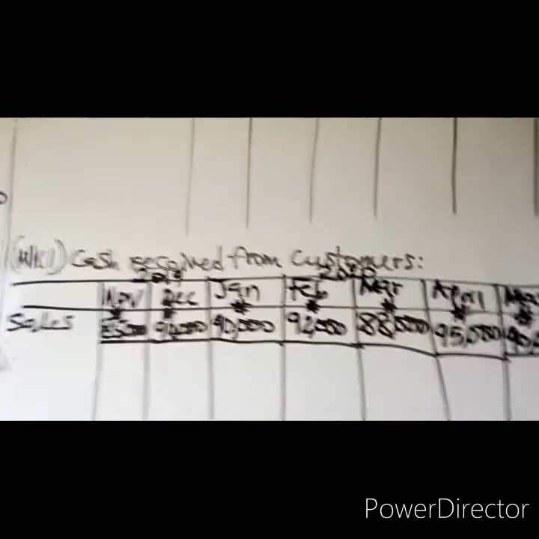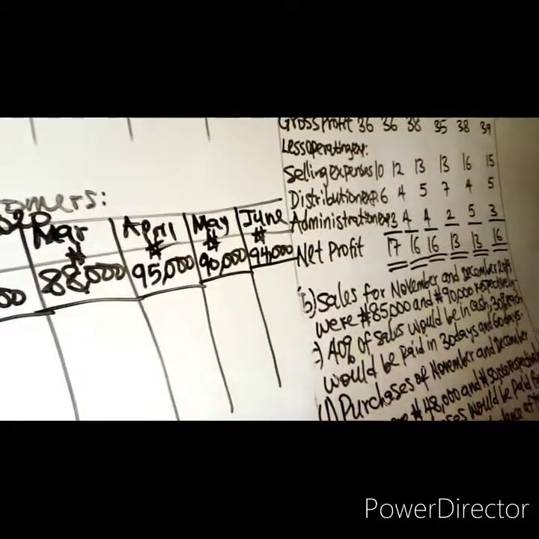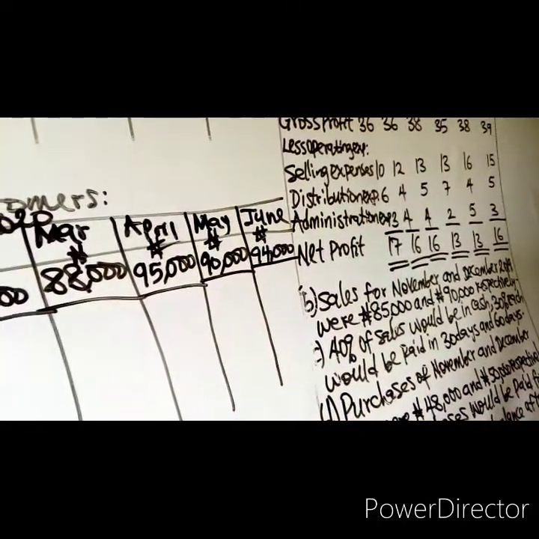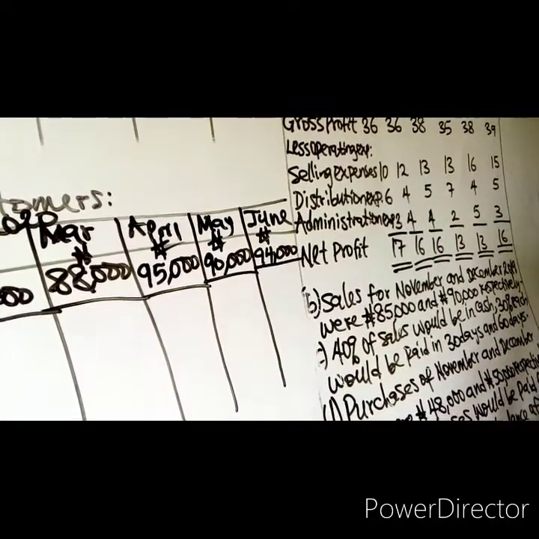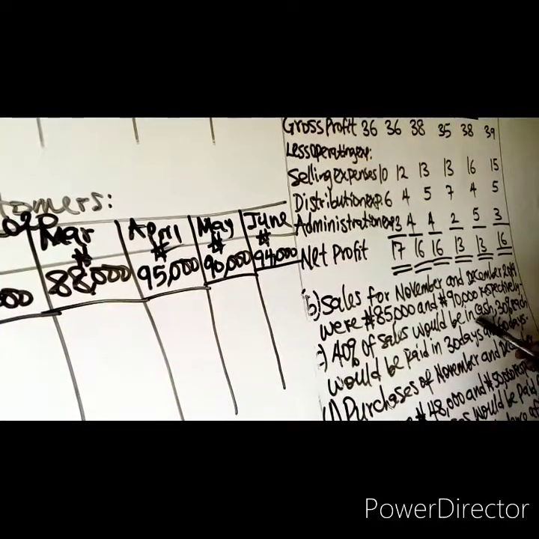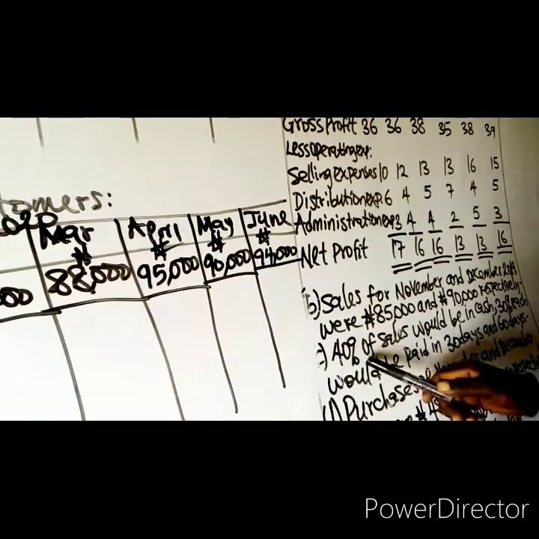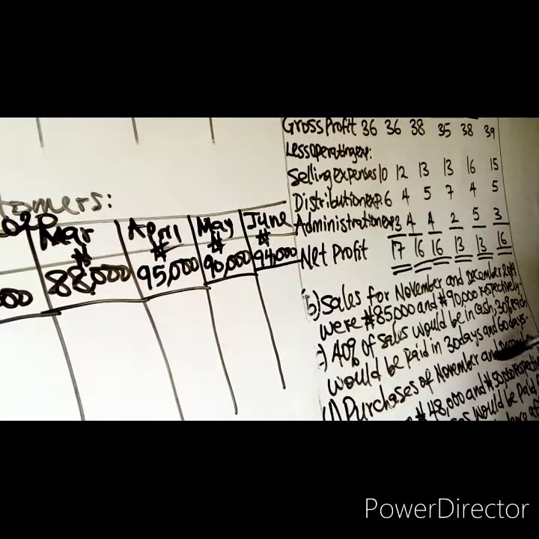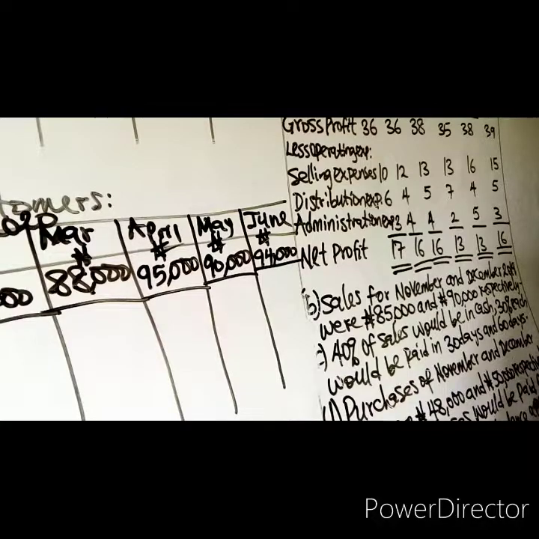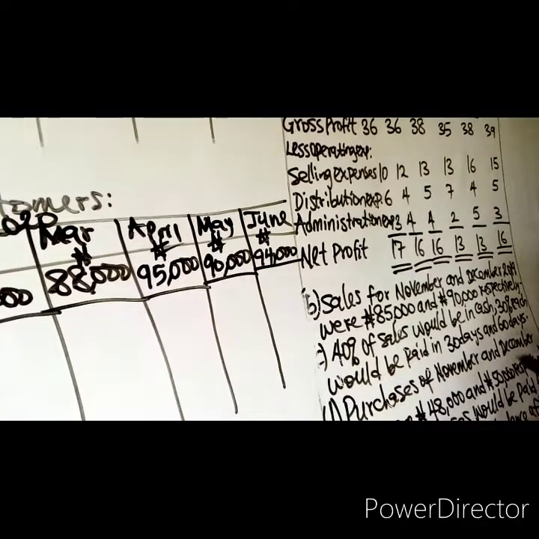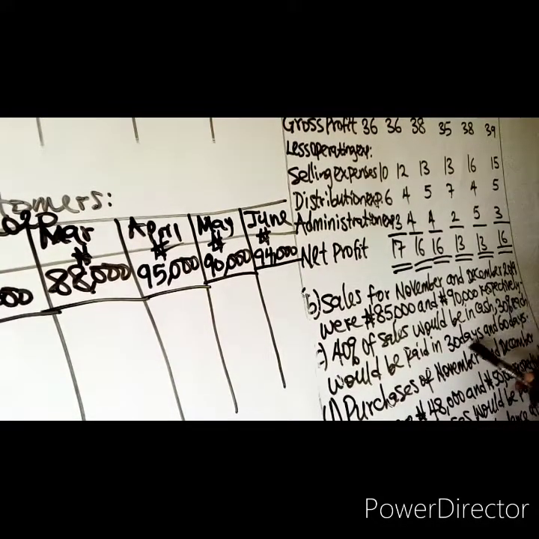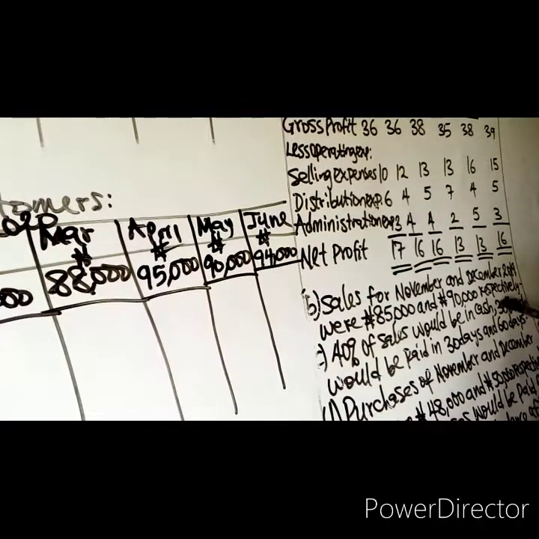Note C. 40% of sales will be in cash. That means 40% will be received that same month. 30% each will be paid in 30 days and 60 days. That means the 30% will be paid in 30 days and 30% will be paid in 60 days for credit sales.